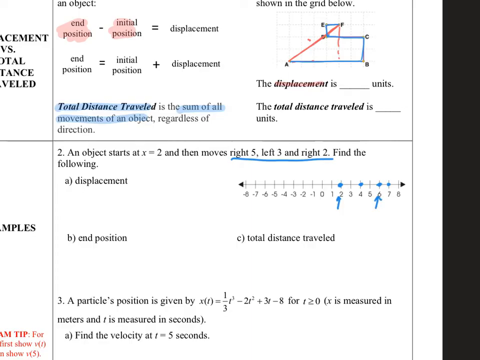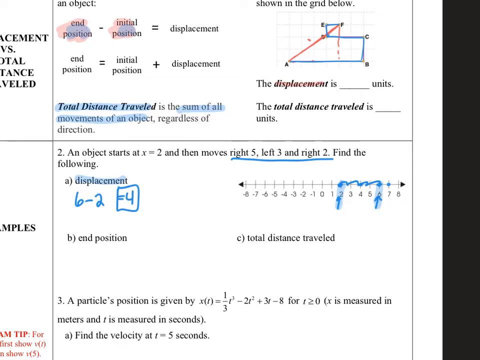So my displacement is just going to be the end minus my initial. My ending position is 6. My initial position is 2. So my displacement is just 6 minus 2, or 4. And you can see that's just the difference between these 2 points. So 1, 2, 3, 4.